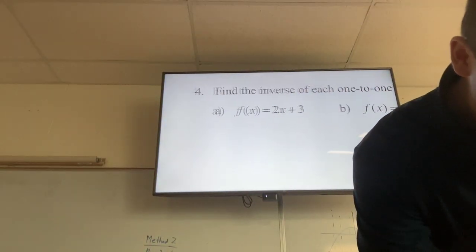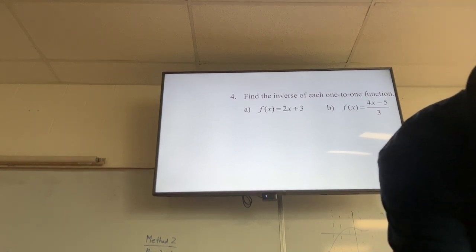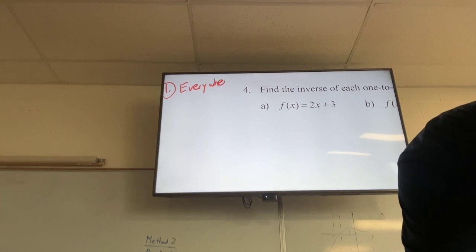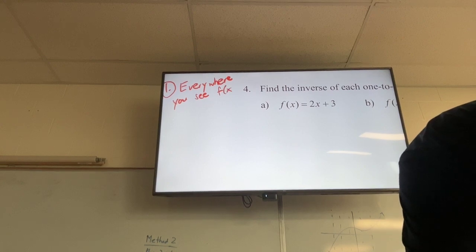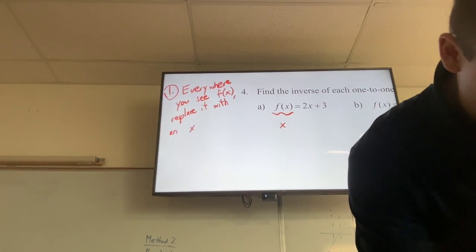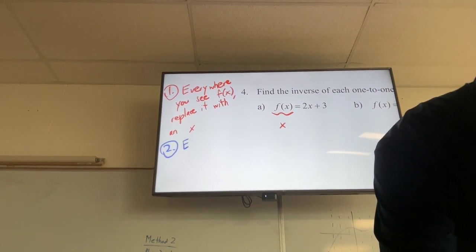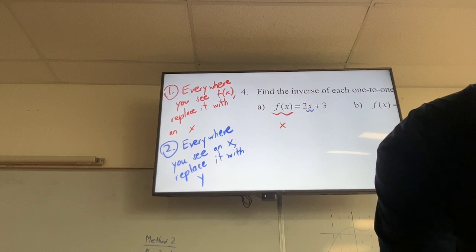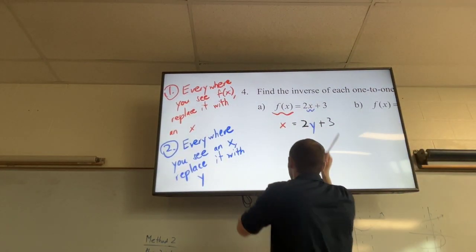Okay, so what you do is, everywhere you see f of x, replace it with an x. That's step one. So we have an f of x right here. We're going to make it x. Everywhere you see an x, replace it with a y. So I have an x right there. It's going to become a y. So f of x became x, and x became y.